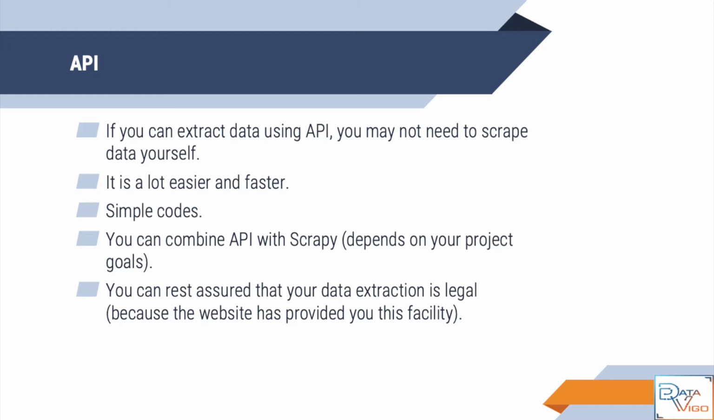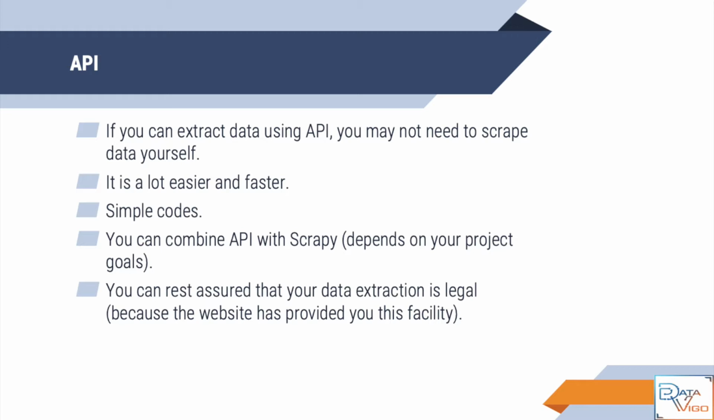And the other thing which is very important, I said that sometimes web scraping could be a gray area. But if you are extracting data using an API, you can rest assured that your data extraction is legal because this is the facility that the website has provided you. Again, check the terms and conditions of the website, even if you are using an API in order to extract data.